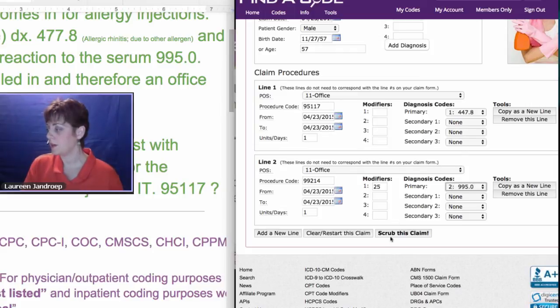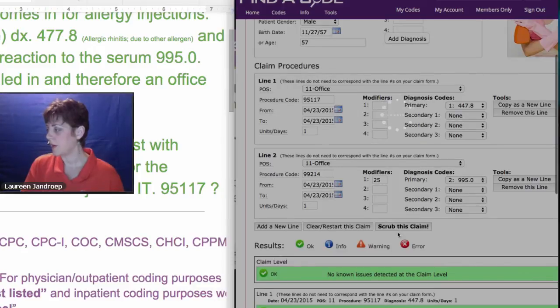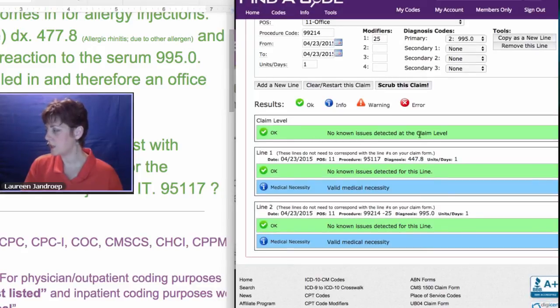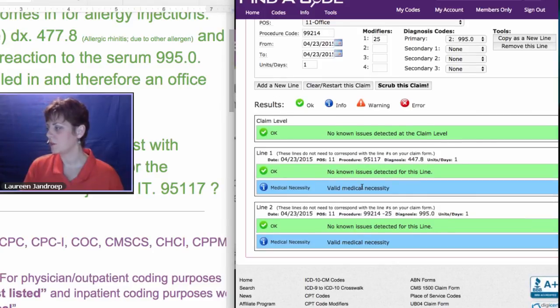And then we come down here, and it's called scrub the claim. Now I can see here there are no known issues detected at the claim level. Line 1, the procedure 95117 with the diagnosis 447.8, has no issues. It's valid medical necessity. So it's a cool little tool to scrub your claims.